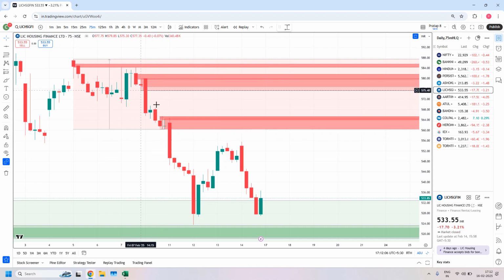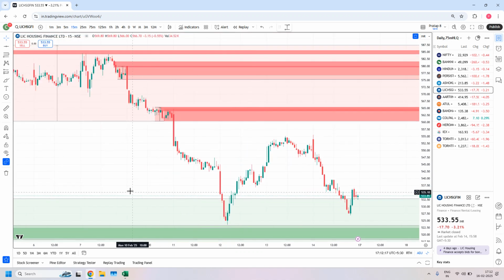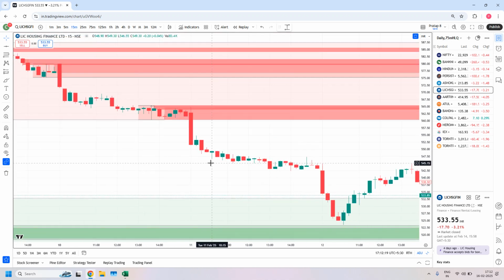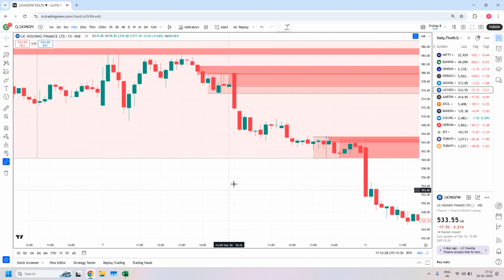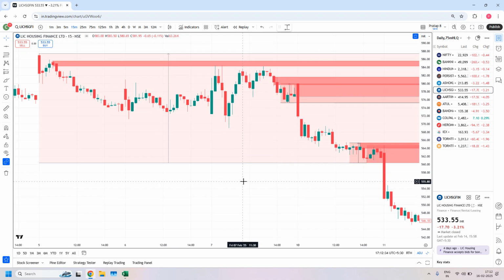These are the 2 75-minute zones. And these zones are again fine-tuned with the 15 minutes time frame. In the 15 minutes time frame, you have a drop candle, then 1, 2, 3, 4, 5 base candles and a drop candle. Again here also you have a drop, 1, 2, 3 base candles and a drop candle. Okay, now let's go to the 5 minutes time frame.